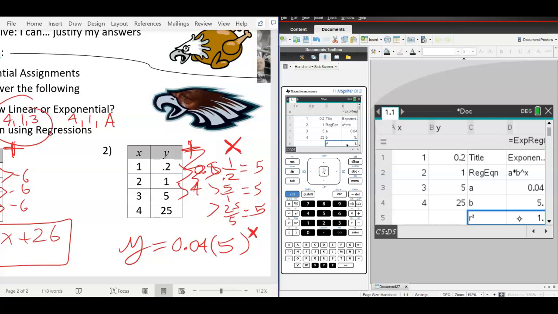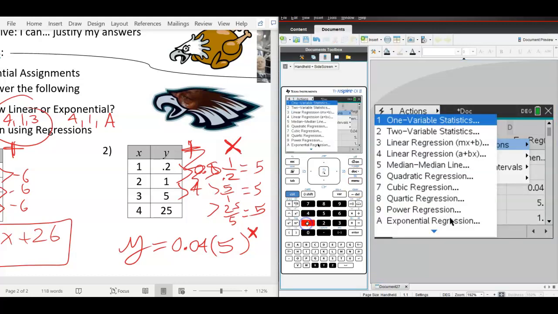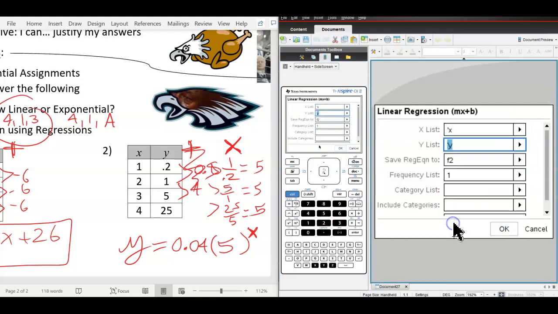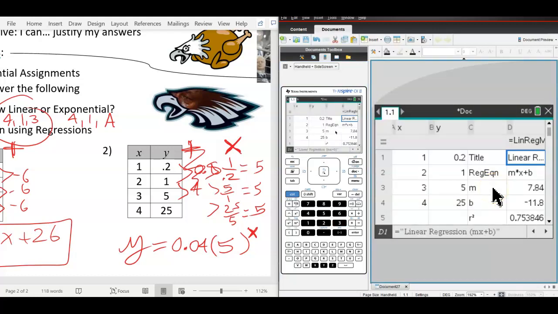Now, let's say we goofed up and we didn't do exponential. I want you to see this. If I do menu 4, 1, 3, if I do linear every time, for some reason, because I'm confused, look at my r squared on this one. If I use the wrong one, 0.75 is a lot farther away from 1 than 1. Okay? So again, r squared is a helper.